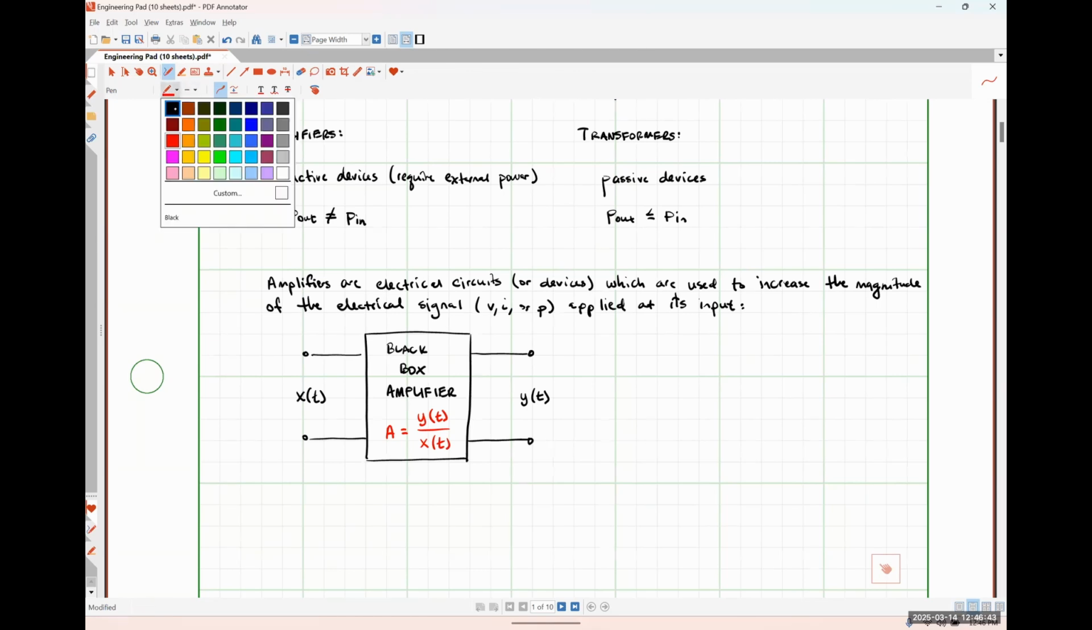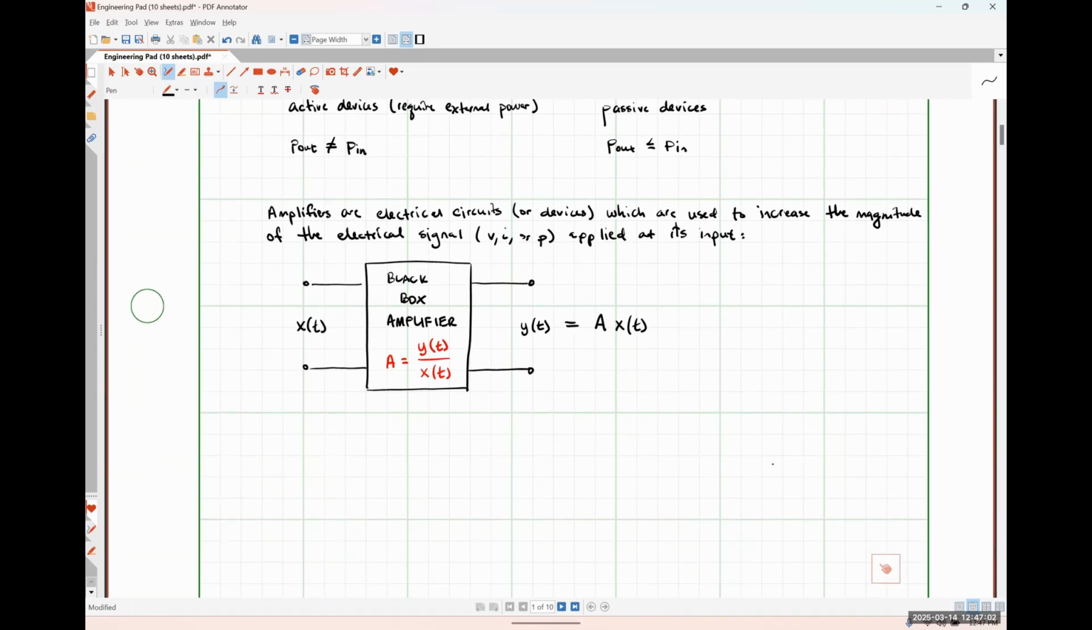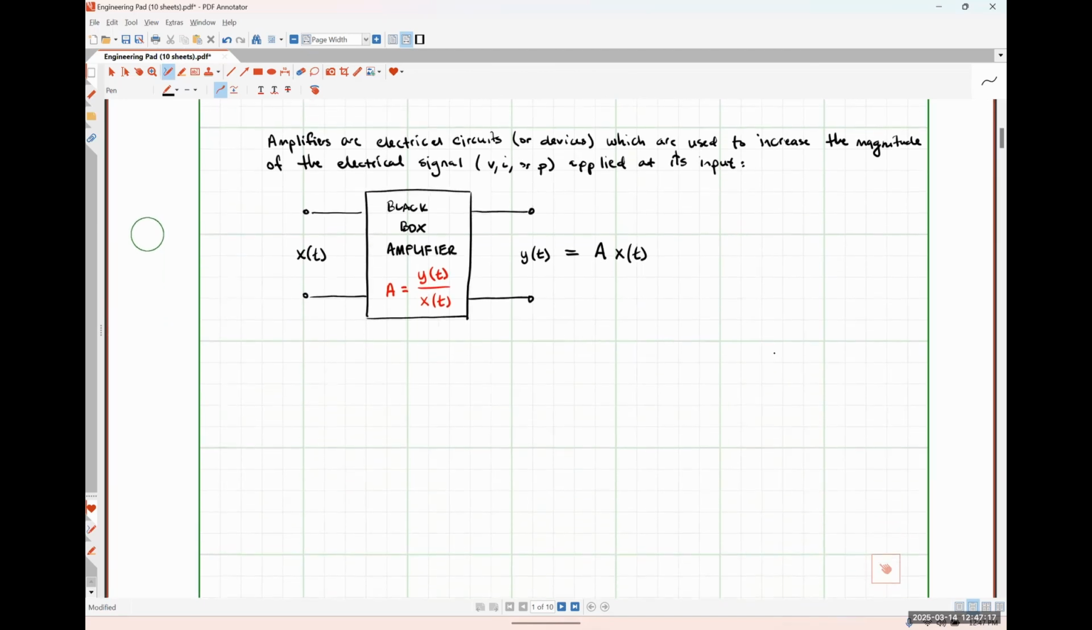And so from this representation, we could see that our output signal y of t would just be our gain A multiplied by our input signal x of t. Now, another way that we could represent this relationship is with what's called a signal flow diagram. For a simple open loop amplifier, because we're not worried about feedback or anything like that just yet, this is going to be a very simplistic representation, right?